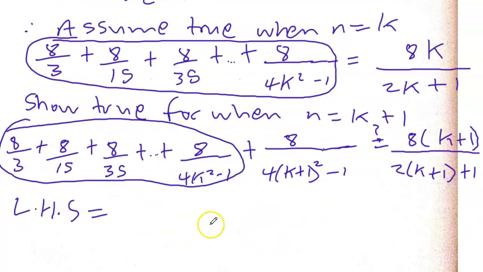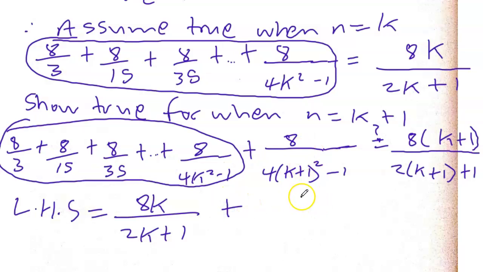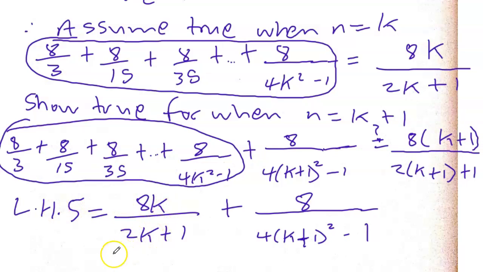All of that is equal to 8k over 2k plus 1 plus 8 over 4 into (k plus 1) all squared minus 1. Now we need to show that all of this will simplify to what we have on the right hand side here. So abbreviating, left hand side is equal to that. Let's see if we can reduce it to what we have on the right hand side now.